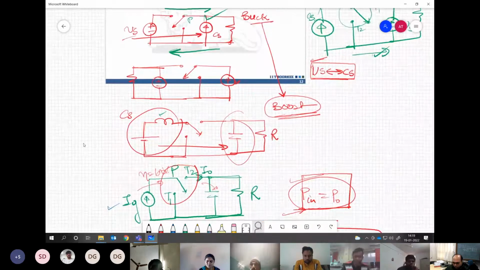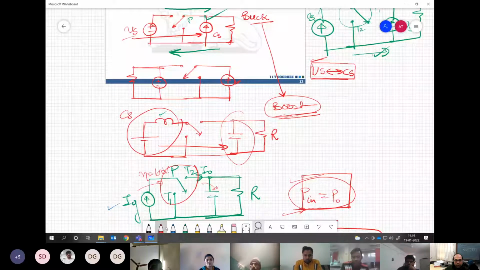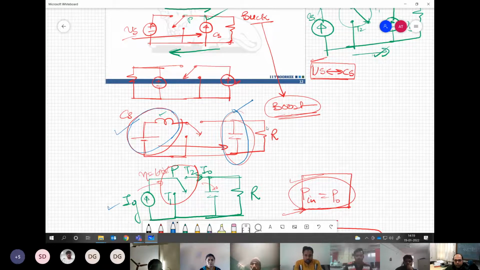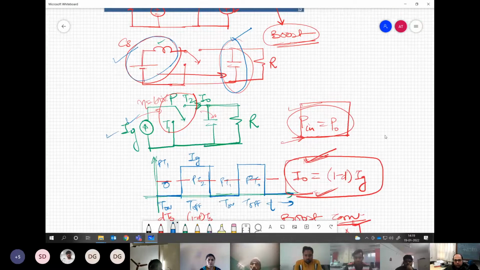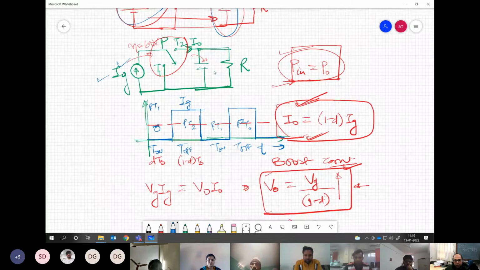We all know the structure of the boost converter is this, and it clearly shows that we are trying to form a current source over here, and we have a voltage stiff element on the load side. So we have power transfer from the current source to the voltage source. With this kind of arrangement, we are averaging the current. That means we are reducing the current by some average value.